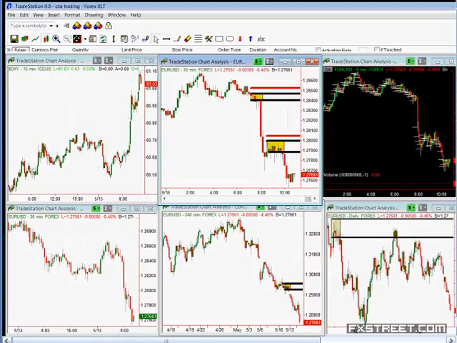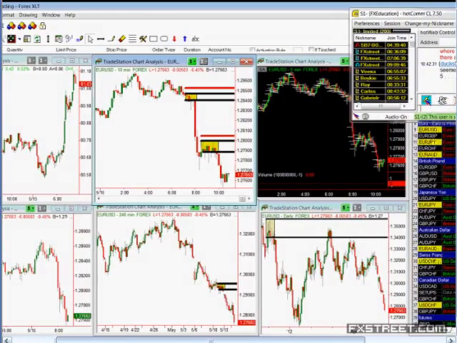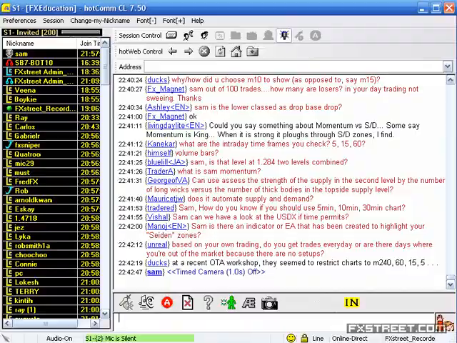Give me just a moment here. Okay. Let me grab you another chart. So just a moment here. So those are a couple levels in the euro to potentially take advantage of.